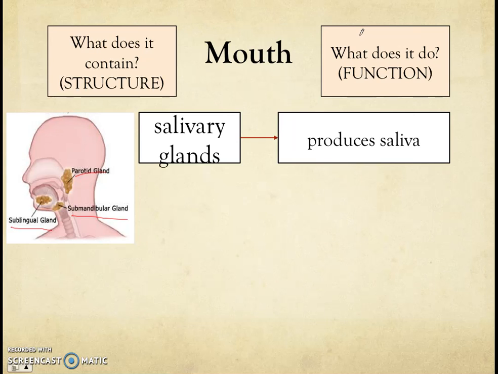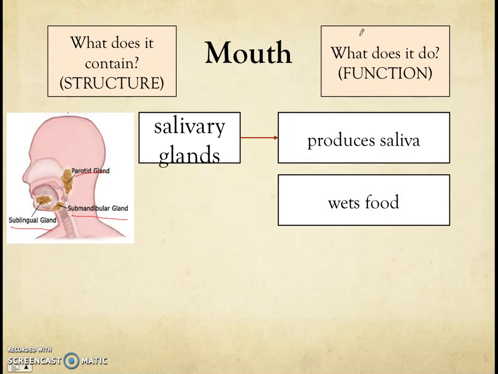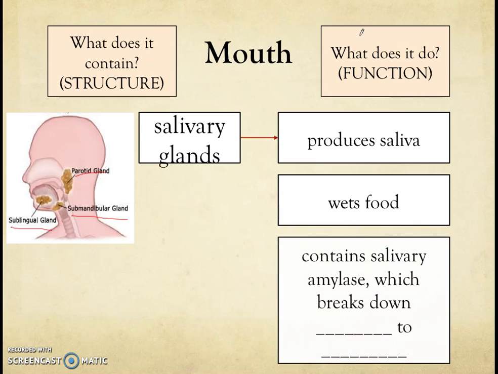Now, what does saliva do? What does it contain? Well, firstly, saliva wets your food. And secondly, saliva contains an enzyme called salivary amylase. And this enzyme, salivary amylase, breaks down some sort of food into something else. Can you remember what it is? Well, salivary amylase breaks down starch to maltose.